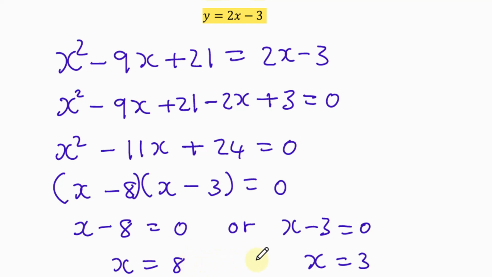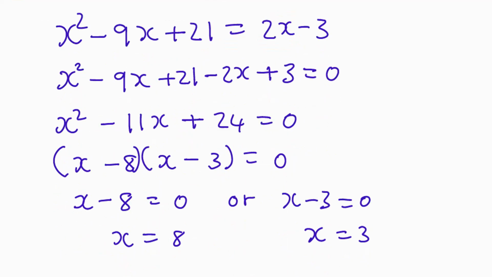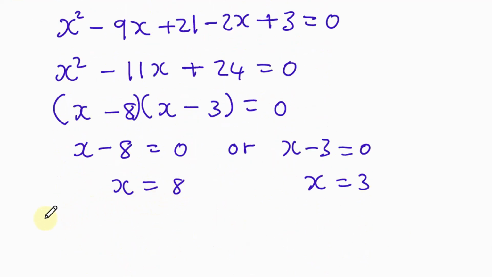So now that we have the x coordinate, we can find the corresponding y coordinates. And we can get the y coordinates by plugging these values for x back into any one of the two equations. Of course, it's going to be much easier to plug it into the linear equation. So into y equals 2x minus 3. So we can plug in x equals 8. So y equals 2 times 8 minus 3. And this is 16 minus 3, which is 13.